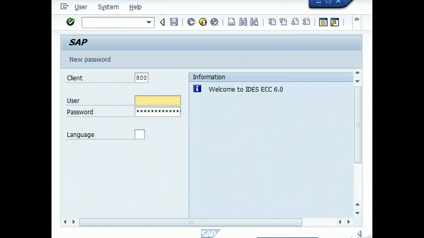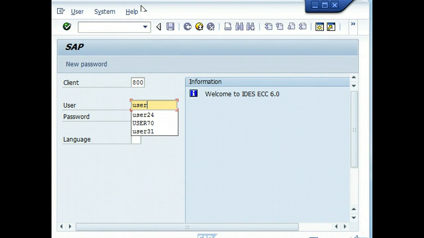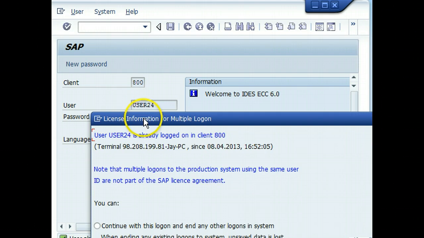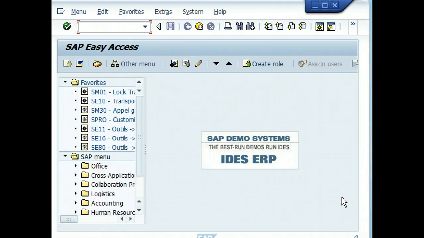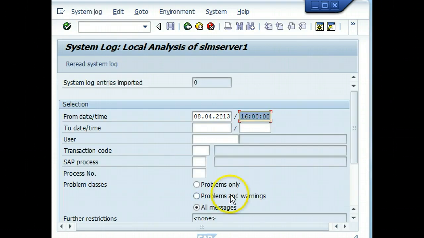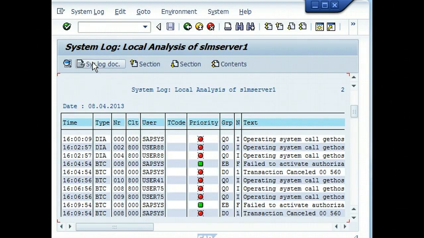Logging on to the system with the account and the password. The system keeps logging me out, so I can say continue with the access. So the transaction is SM21. Reread system log for a given period of time. And again, at the top is the error for call get host name not getting resolved.